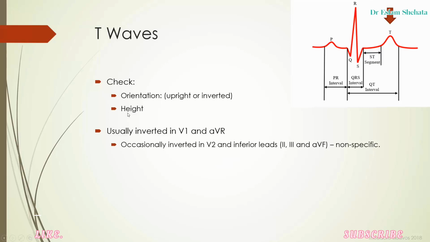Alright, so that's orientation. I should also mention the height. Now, T-waves can be quite tall in hyperkalemia, for example. That's quite important because if potassium gets too high, someone goes into cardiac arrest. That's certainly not something you want to miss. They can also be quite tall in what are called hyperacute T waves, one of the earliest signs of myocardial infarction. So check the orientation, check the height.